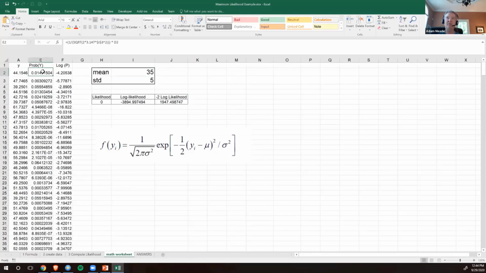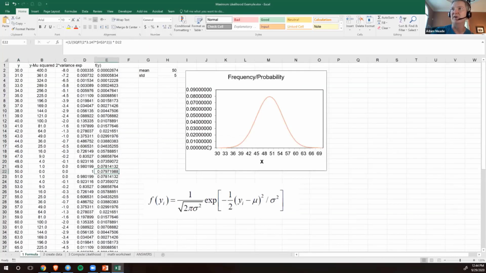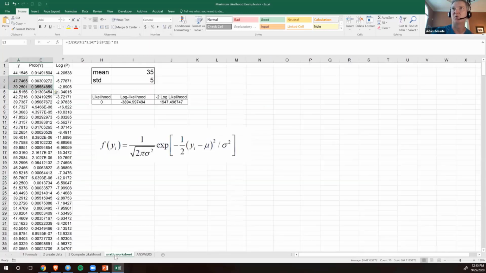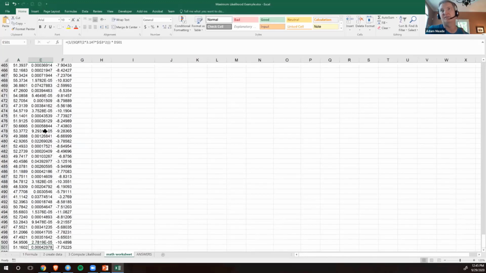So we can do that. We get the probability of witnessing a 44 and a 44.7 and a 39.5. You can see the probability is higher for a 39 than for a 47, because if the mean of the distribution is 35, centered way over here, it's more likely to see a number closer to the mean. So we're going to do that for all 500 cases.